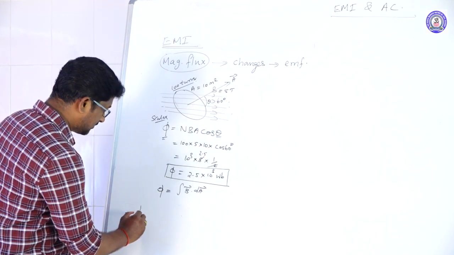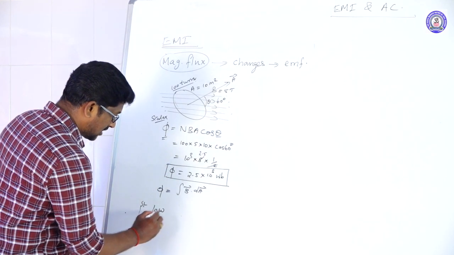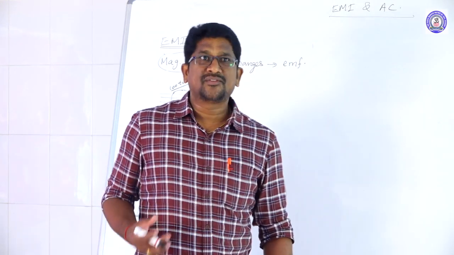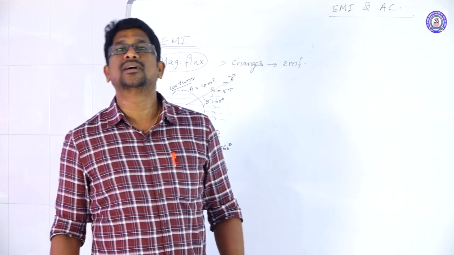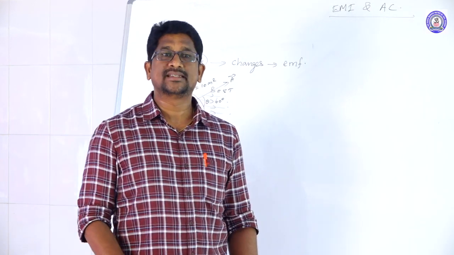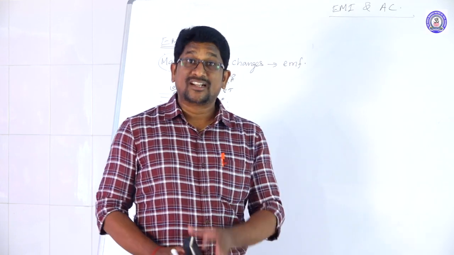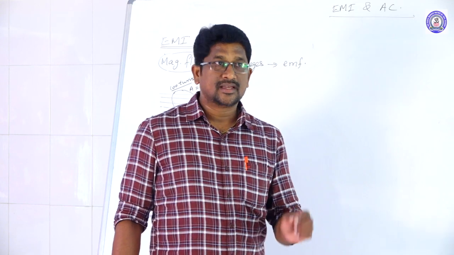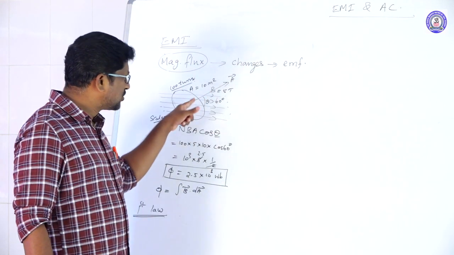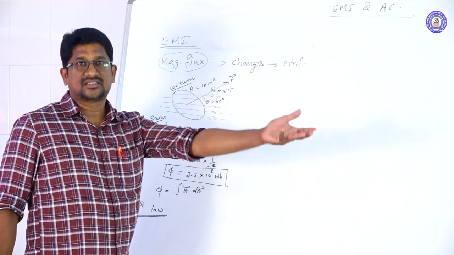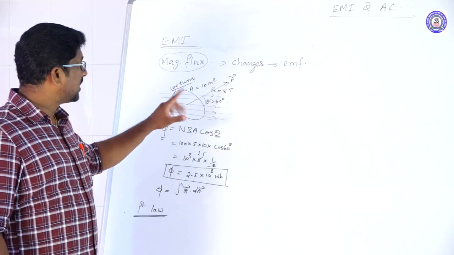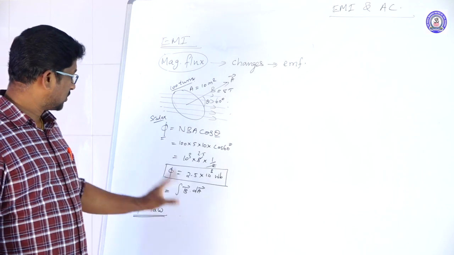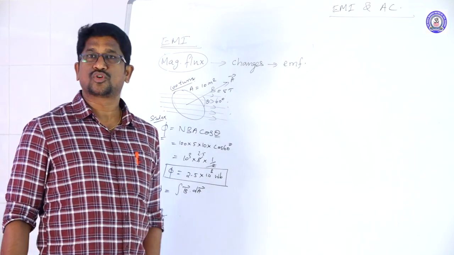First law. According to Faraday's first law of electromagnetic induction, whenever the magnetic flux linked with a coil or closed circuit changes, an EMF is induced in it. It lasts as long as the change in magnetic flux is continuous. That is, the EMF is induced in the closed coil only if there is a change in magnetic flux. Then only is EMF induced in this coil. Otherwise, the EMF induced in the coil is zero. So this is Faraday's first law of electromagnetic induction.